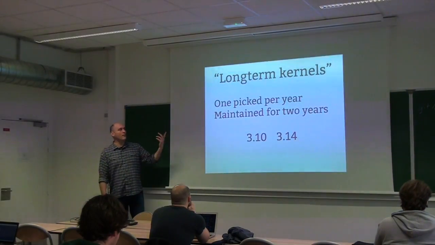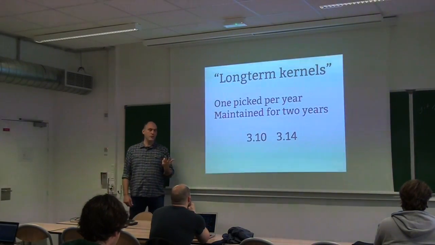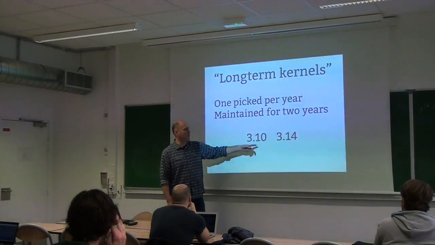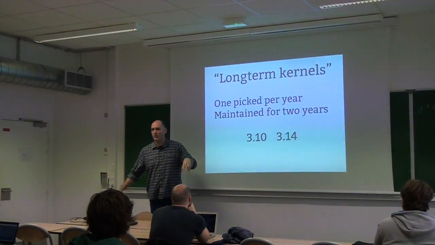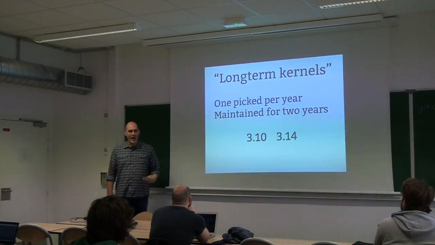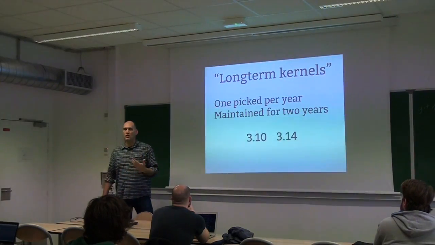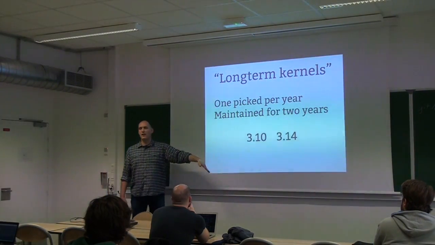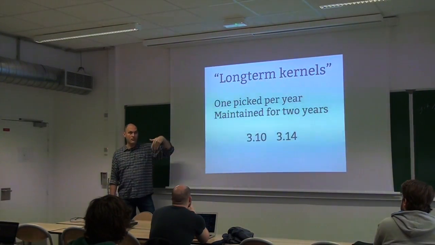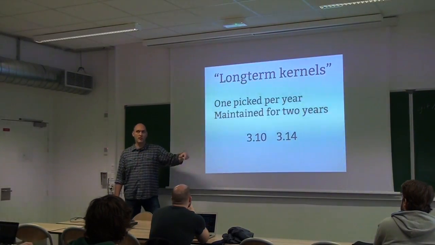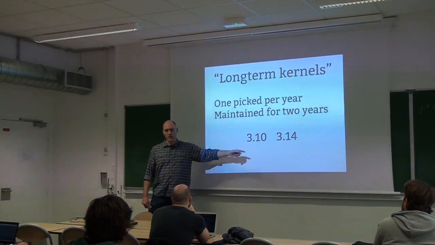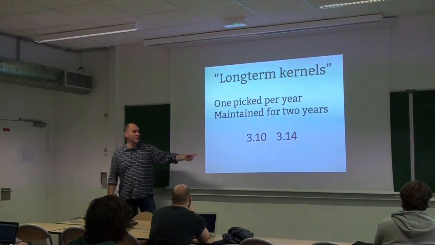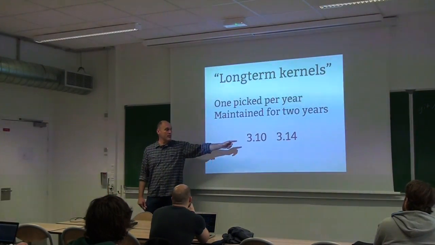So here's the rule now. I pick one of them a year, and I maintain it for 2 years. Right now, the 3.10 and 3.14 kernels are long-term. I'm maintaining them for 2 years. After 2 years, the changes don't really apply. They start to fall off a plateau. The number of changes made in Linus's tree really don't reflect what needs to go into these kernels, or it takes a lot of work to get them in. So these are the kernels I maintain.